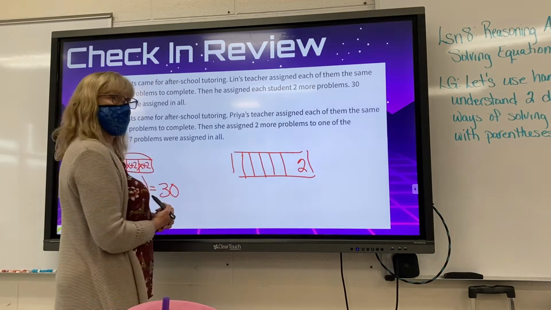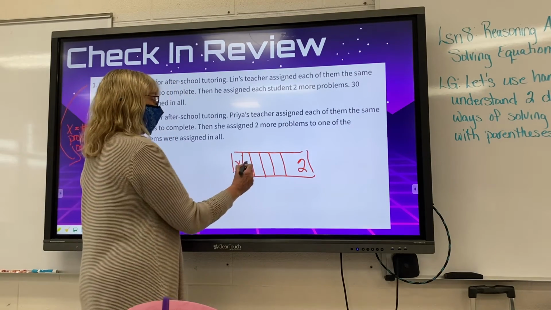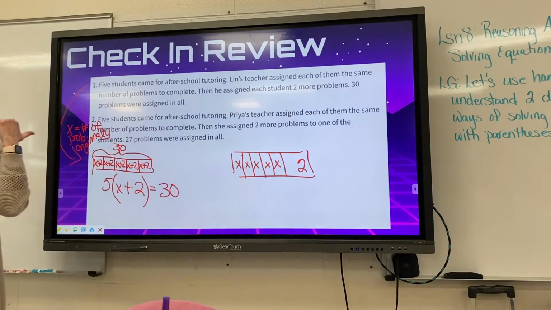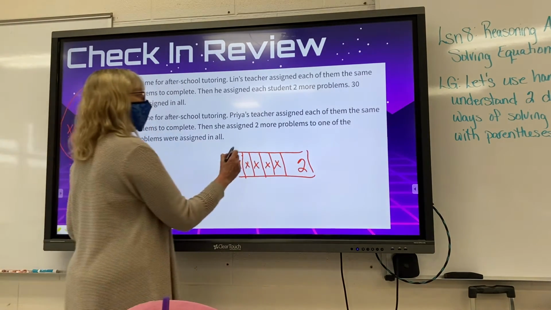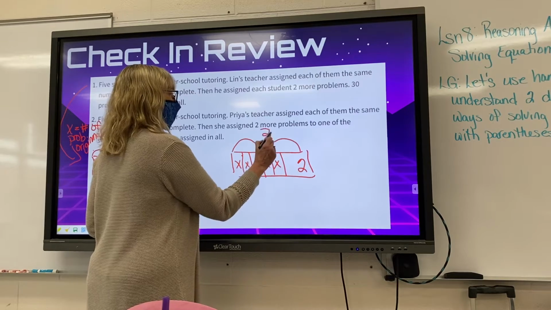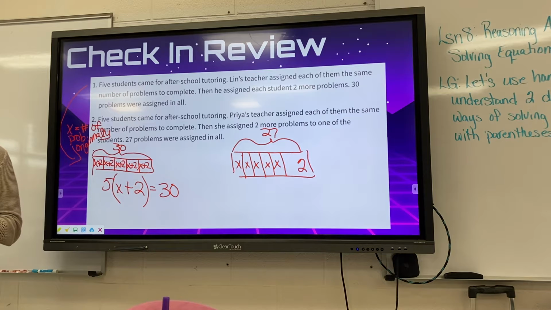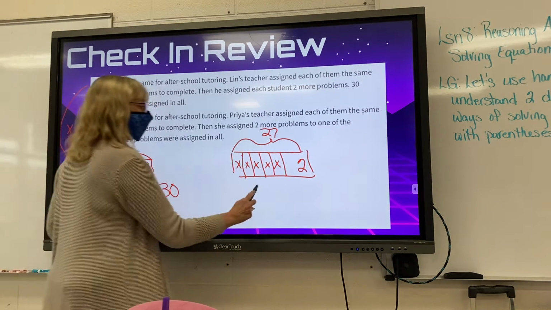And what goes in each one of those? X. So is X representing the same thing as it did in this problem? Yes. The number of original. And then we have 27. So what would this equation be, Coop? X times... What would this one be, Coop? I want him to see it. What's the equation for that one?